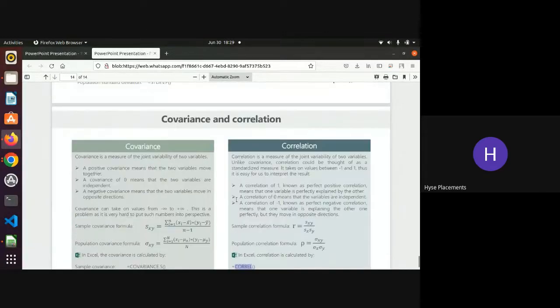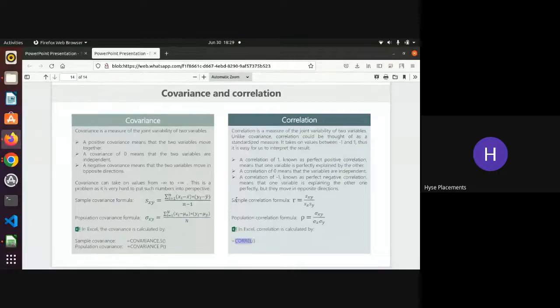Clear? Good. So today we'll do a small prediction. We'll learn how to predict by using Excel sheets, by using the population and sample. Okay, I'll open the Excel.